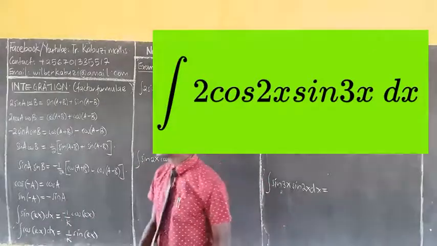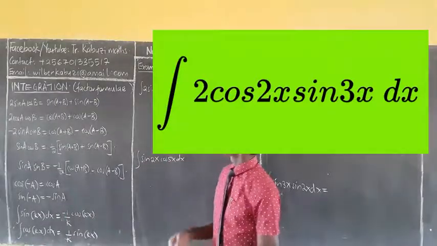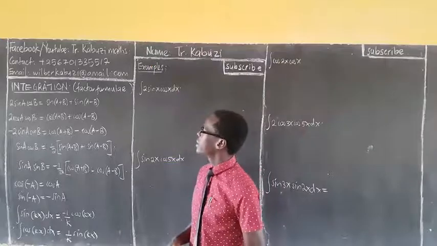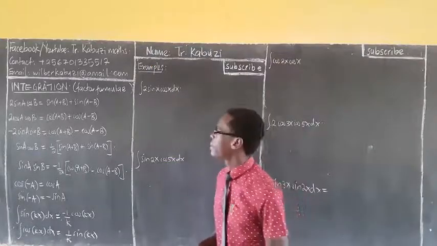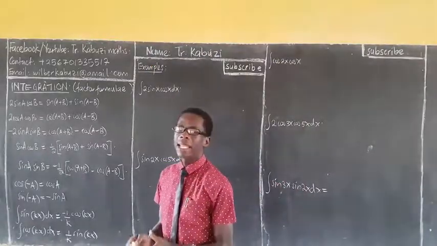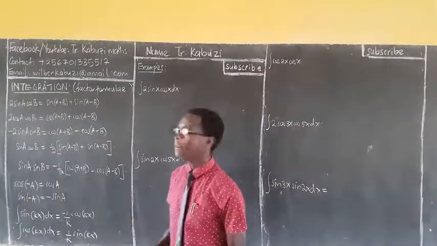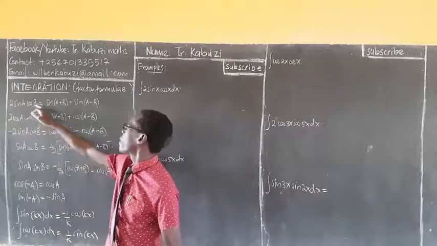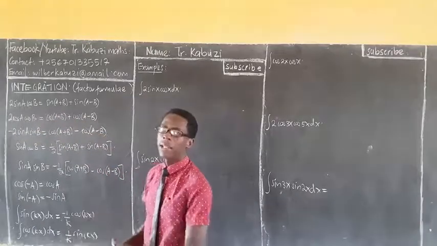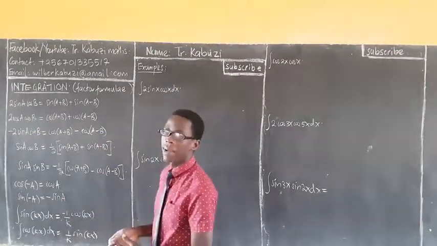Members, today we are going to see how we integrate using factor formula. The idea is simple. It's hard for us to integrate when we have a product of two trig functions, like in this case. So that's why we bring in the factor formula to separate them and bring them into a sum.